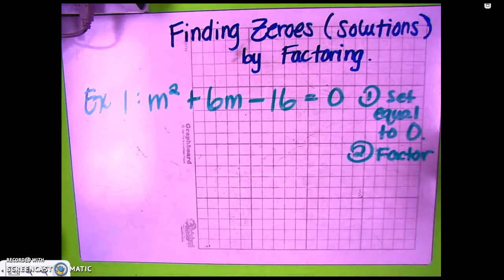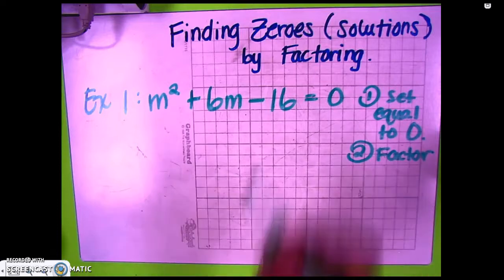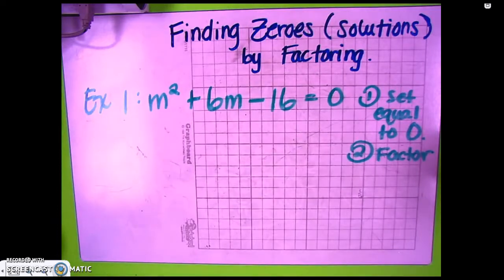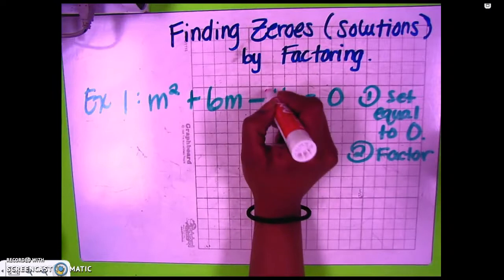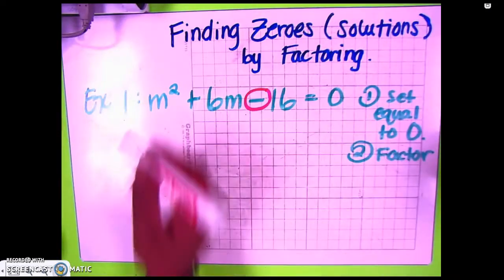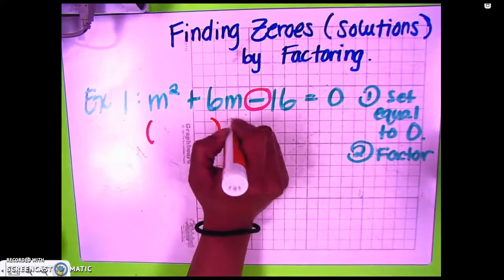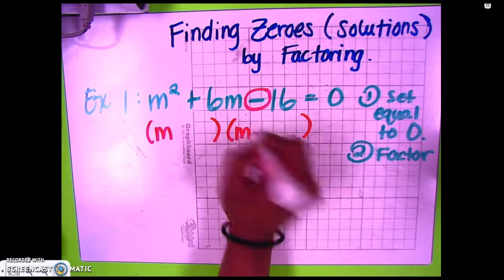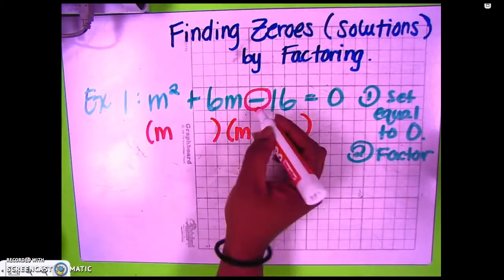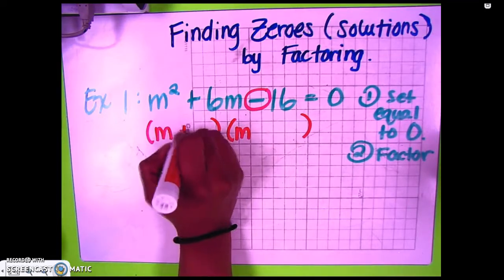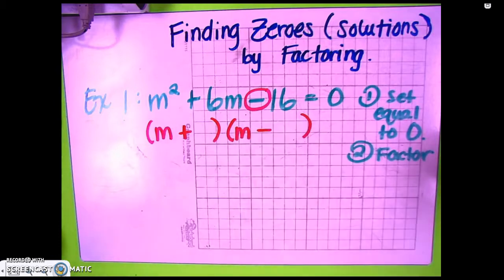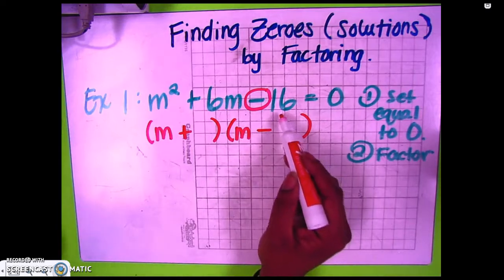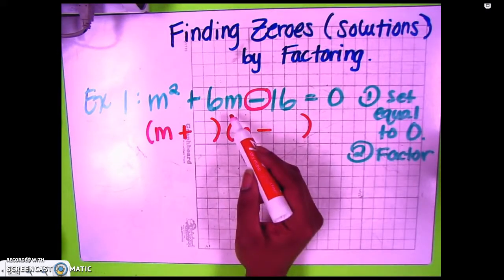Remember our saying, if it ends in a plus, that means the same sign. Since this ends in a minus, we will have different signs. So let's go ahead and set up our parentheses. M will go in the first spots, and since it ends in a minus, we're going to have a plus and a minus. Now we need to find factors of negative 16 that also combine to be 6.